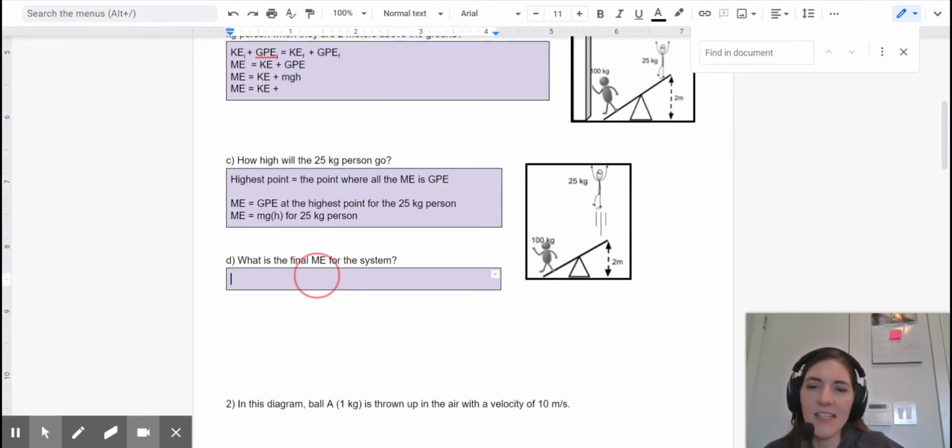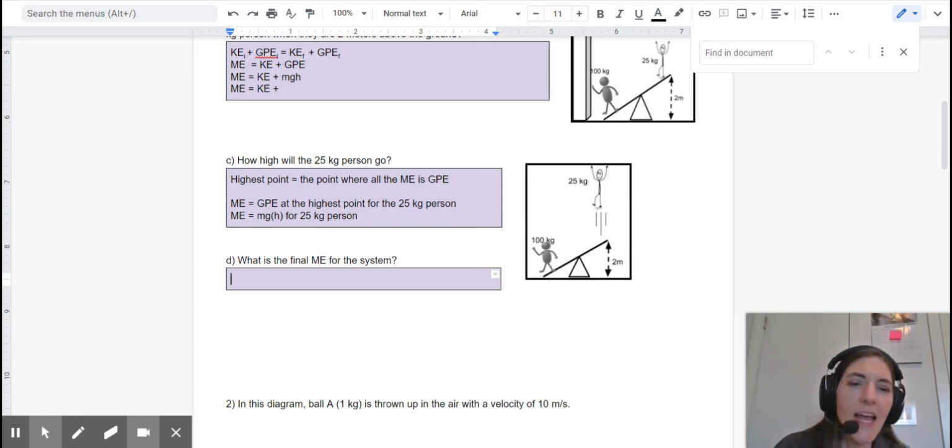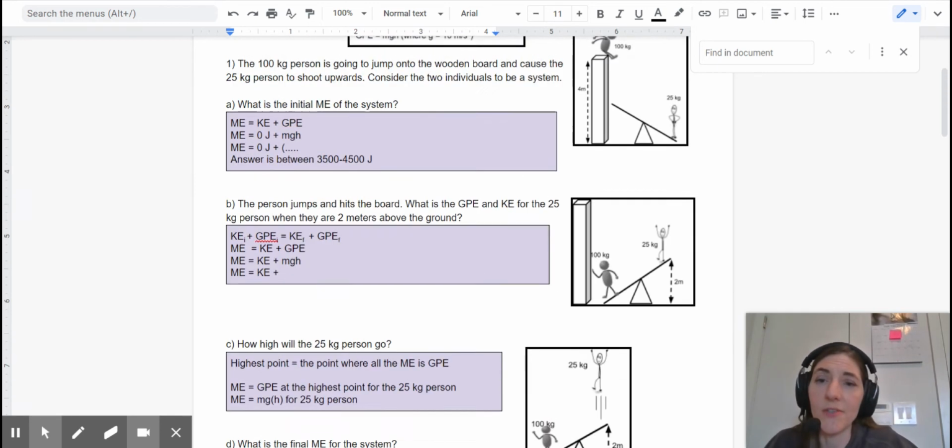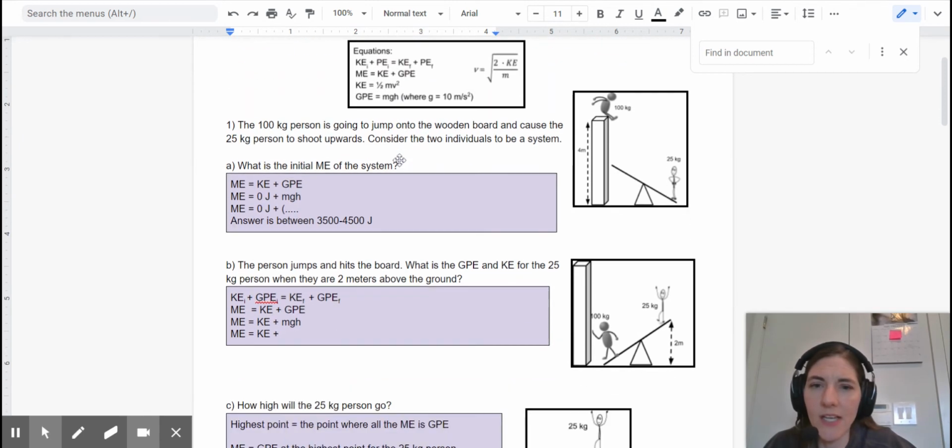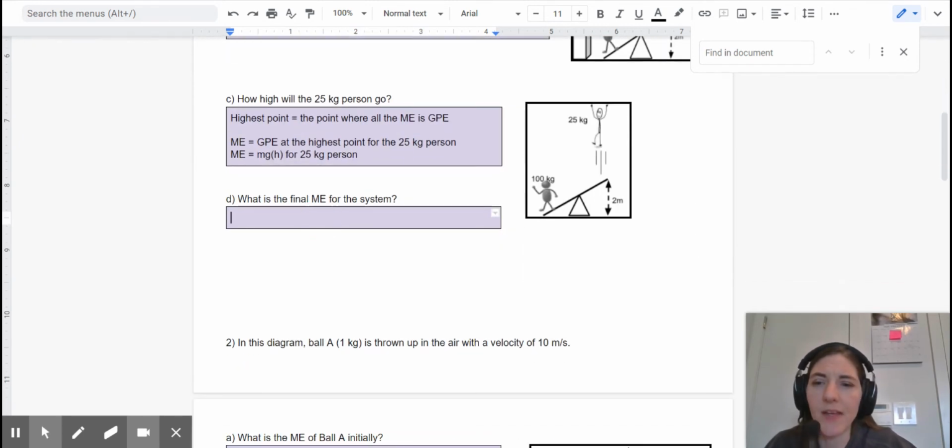Now, D is very simple. Let me just say this. Mechanical energy is conserved. Your initial and your final mechanical energy have to be the same. So let me just use this equation. But mechanical energy initial is equal to mechanical energy final.